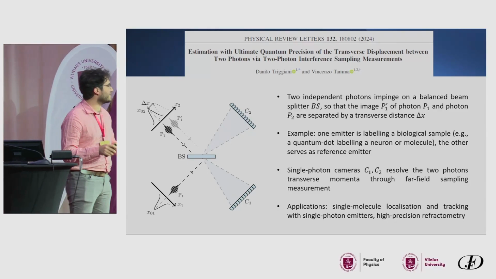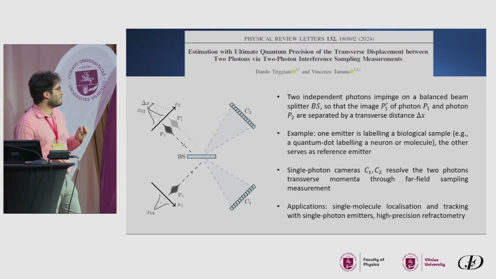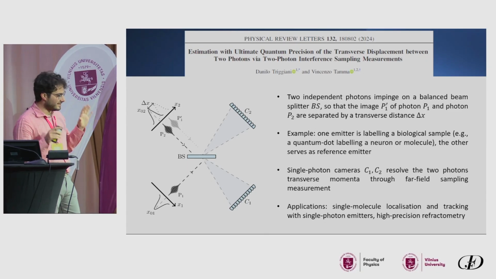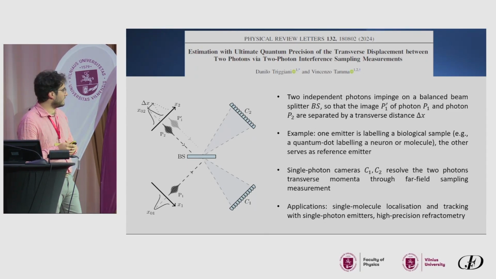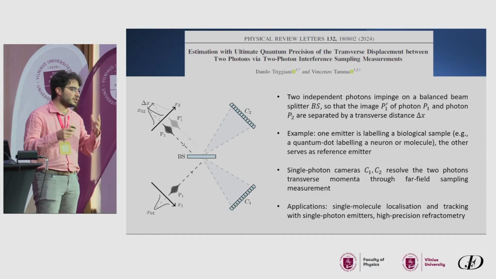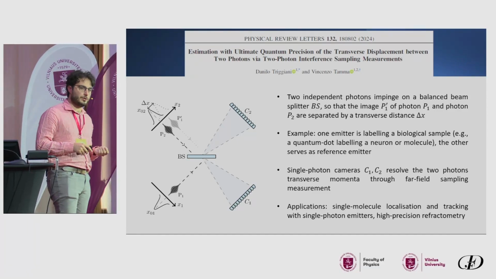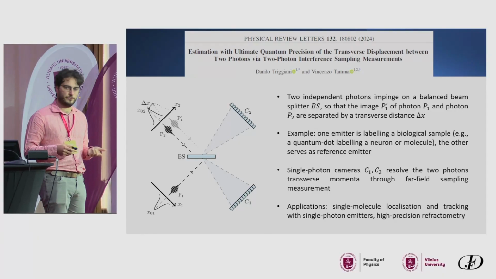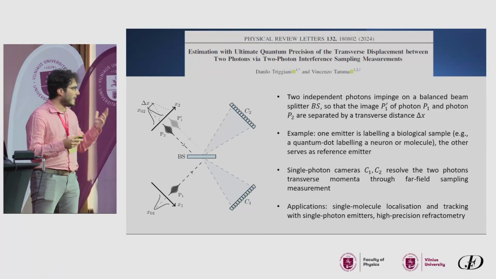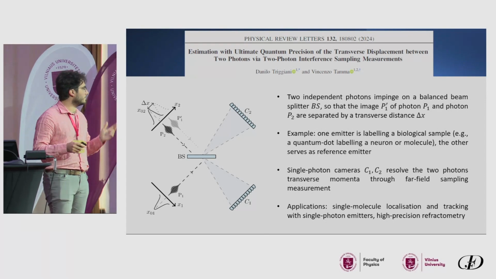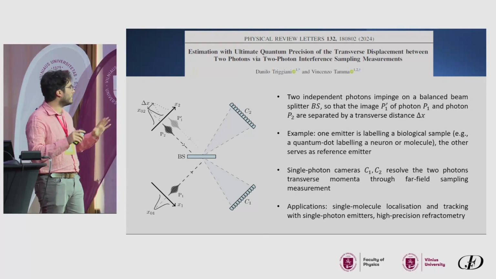So I'm going to just show you very quickly that this two photon interference technique is a very generic approach. It can be employed not only for the estimation of time delay, as is typical of Hong-Ou-Mandel, but for any physical property. Your fantasy is your limit.